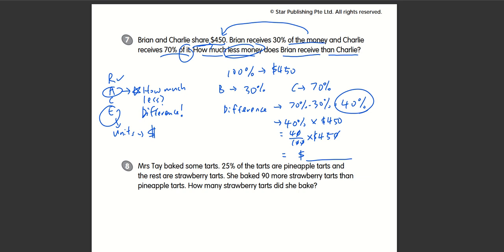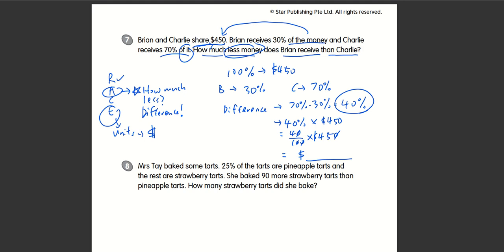Now, of course, the longer method will involve me finding the amounts individually. Brian receiving a certain amount, and then Charlie receiving a certain amount, and I do my computations, 30% times 450, 70% times 450, then after that do my subtraction again. Of course, that works as well, but it will be a longer process. So over here, it was a quick, direct subtraction, because the difference in the amount of money also refers to the difference in the percentage of amount of money they got. And then after that, I multiply with that amount of money that they shared, and you'll get to the answer.